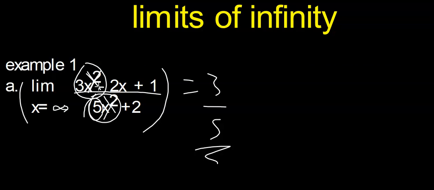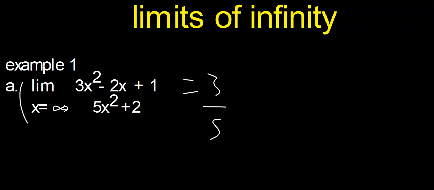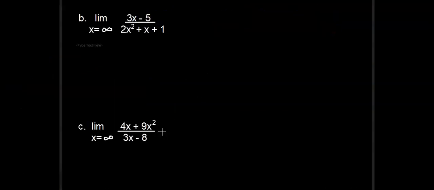So the steps are: the first step is finding the highest exponent, and the second step is writing the constant number that has the highest exponent. So this is it for this type of form. Now let's go to some other types of questions. The second question says the limit as x goes to infinity of (3x minus 5) over (2x raised to 2 plus x plus 1).